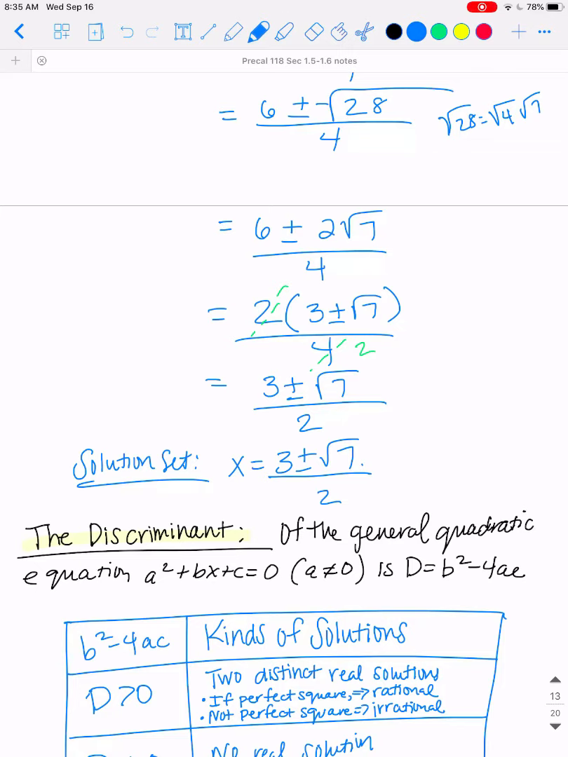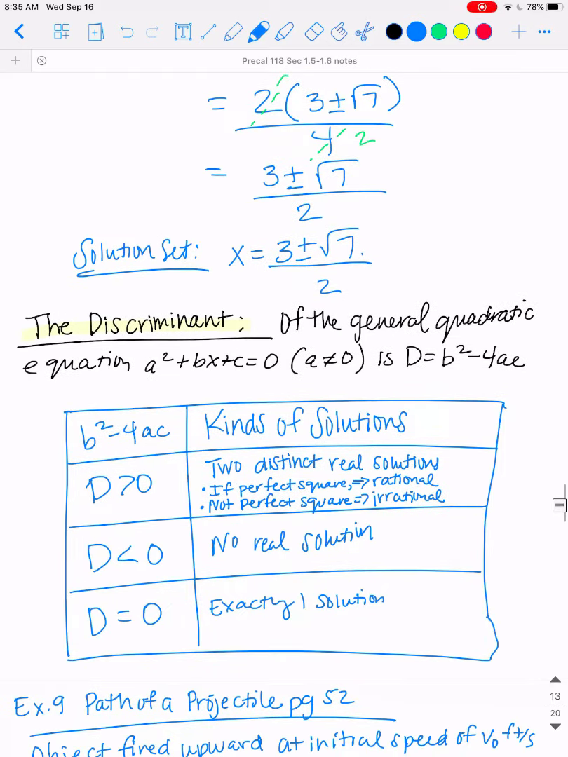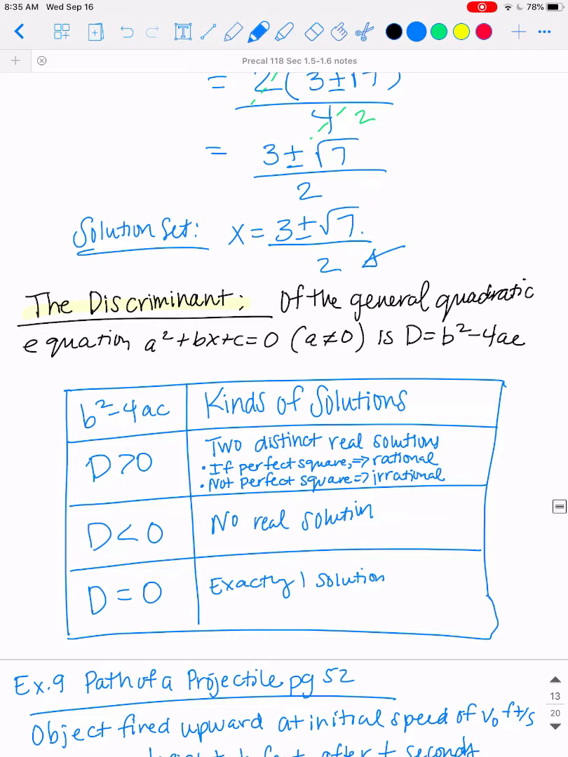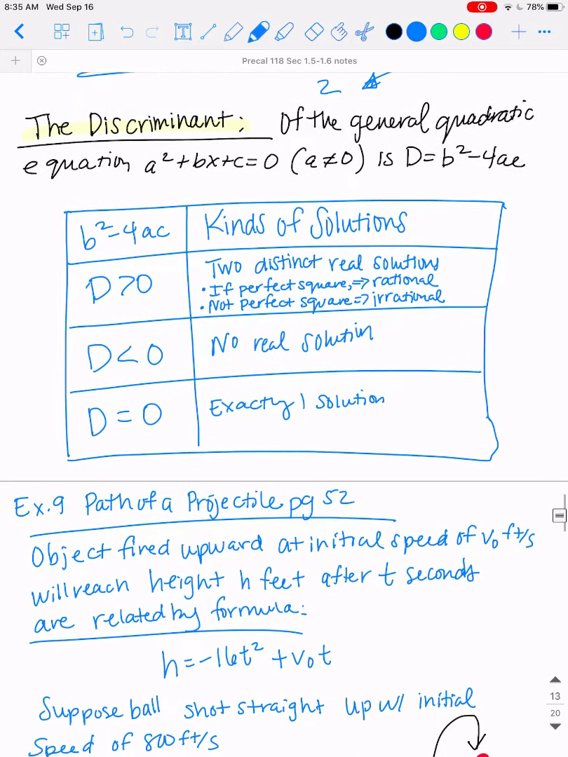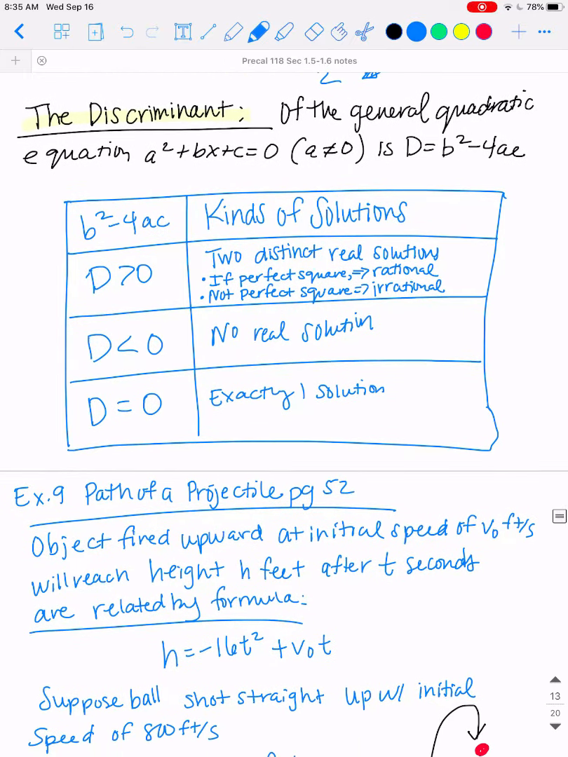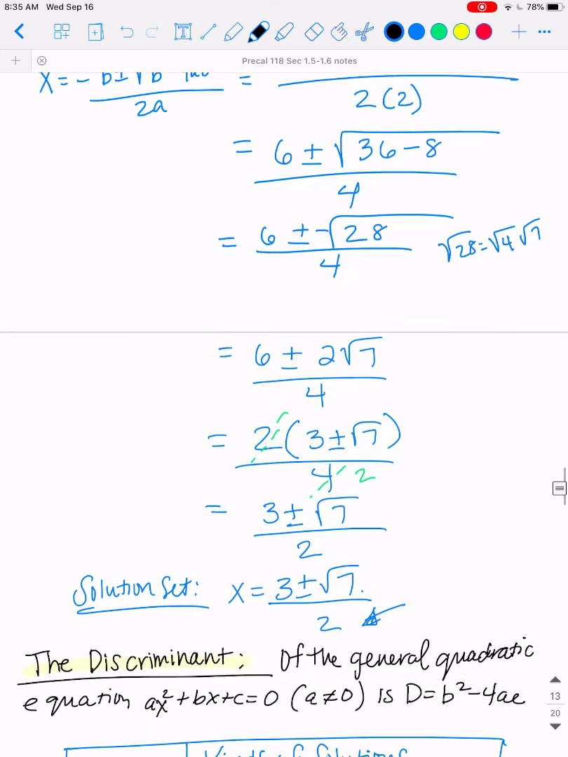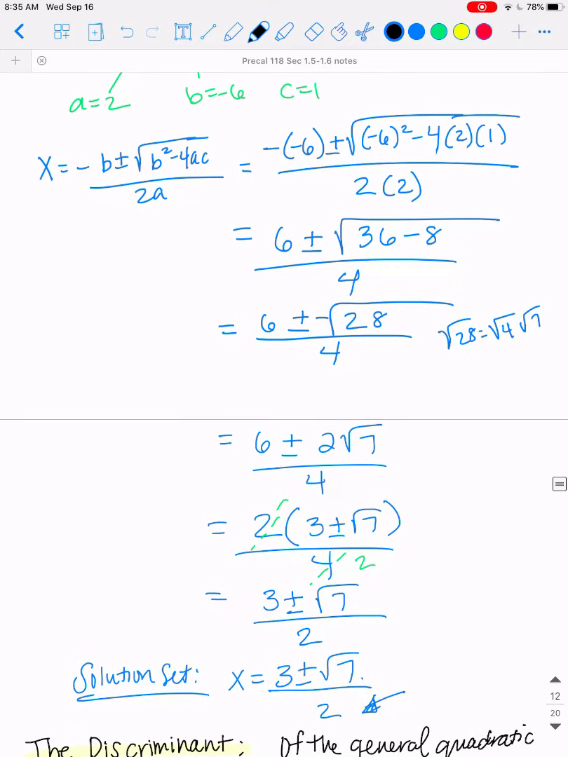Okay, there we go. So don't forget the denominator there, even though we canceled out just 1, 2. So our discriminant of the general quadratic equation, ax squared plus bx plus c equals 0, where a does not equal 0, is d equals b squared minus 4ac. So notice that the discriminant is actually what's underneath the radical here. So this is the discriminant.